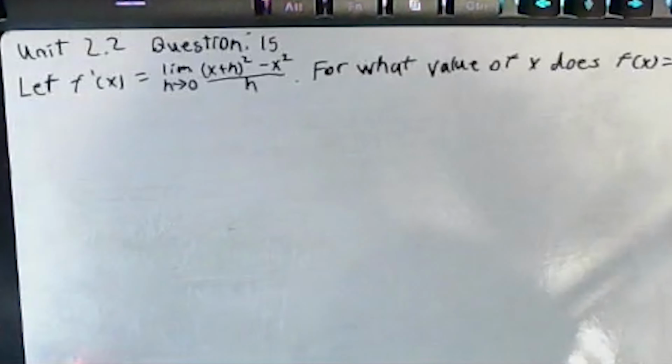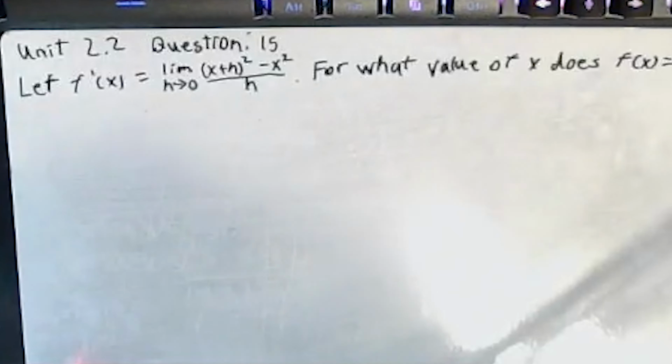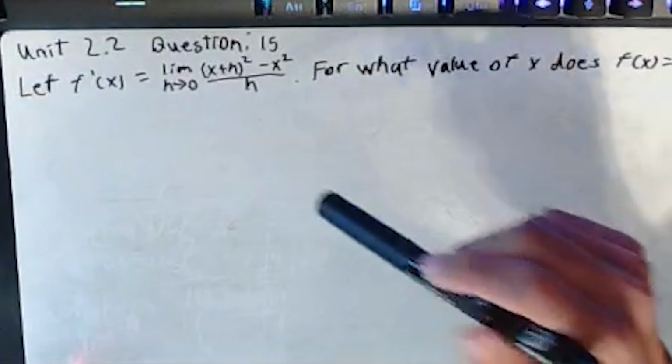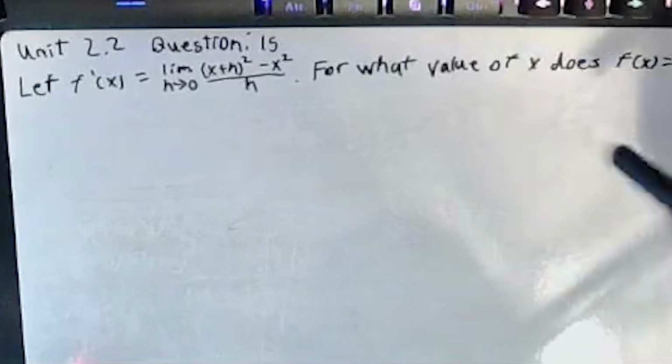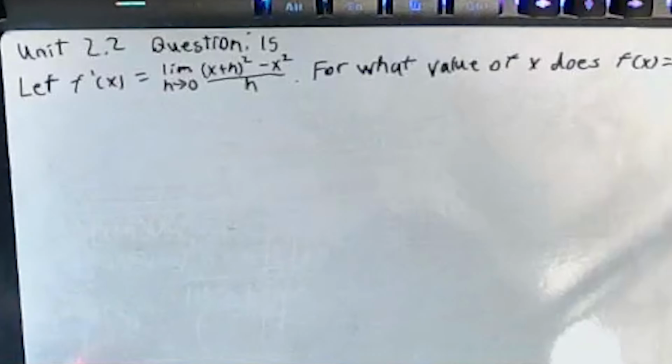This is Unit 2.2, question 15 from the test prep. Let f prime of x equal the limit as h approaches 0 of (x plus h) squared minus x squared over h. For what value of x does f of x equal 4?